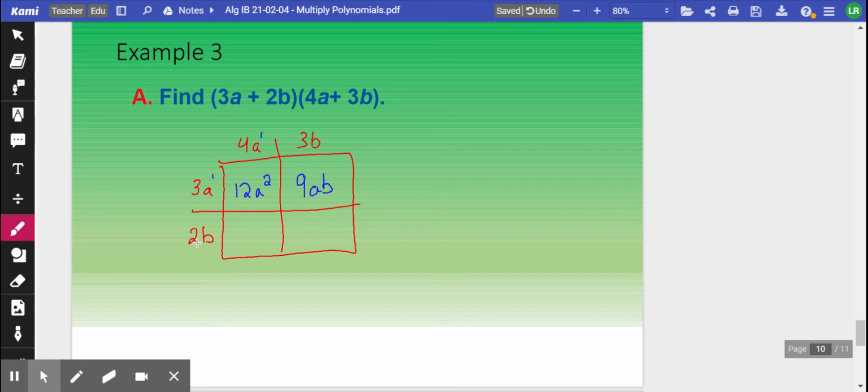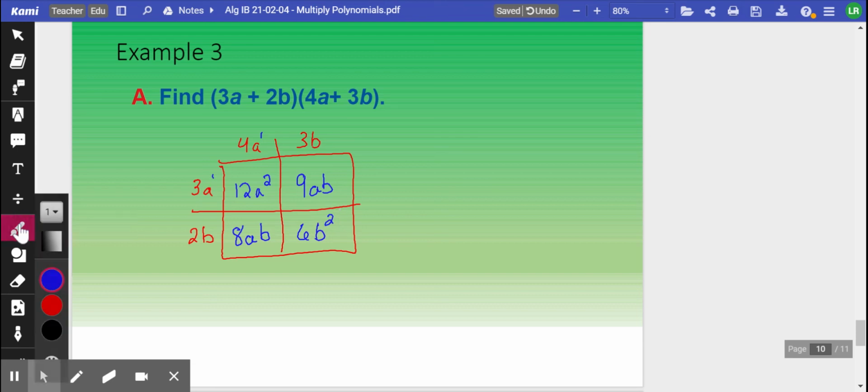Done with that, down to the 2b. 2b times 4a would be 8. And again, they're different variables. I'm just going to put them in alphabetical order, a, b. And then 2b times 3b, okay, that is going to be 6b squared.